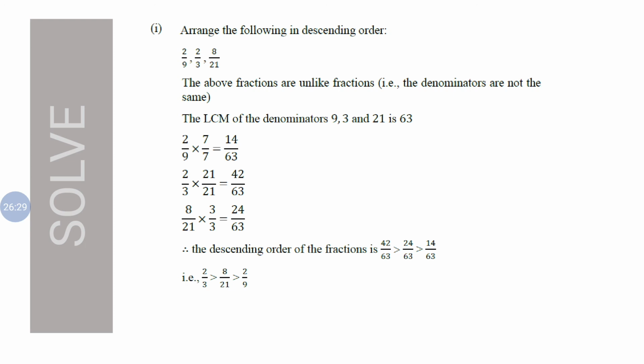For equal fractions the denominator should be 63: 14 by 63, 42 by 63, 24 by 63. Arranging in descending order, from greatest to smallest: 42 by 63, 24 by 63, 14 by 63. So 2 by 3 is greater than 8 by 21, which is greater than 2 by 9.